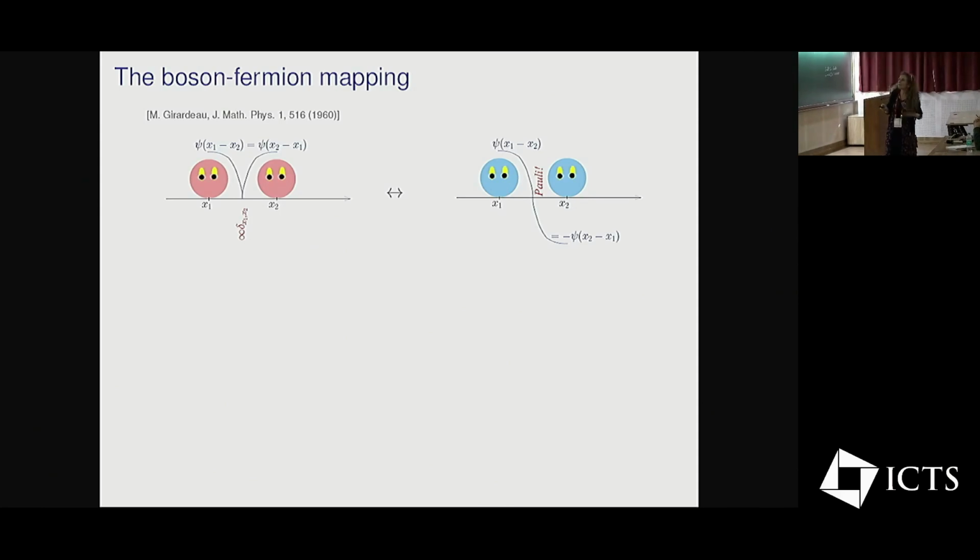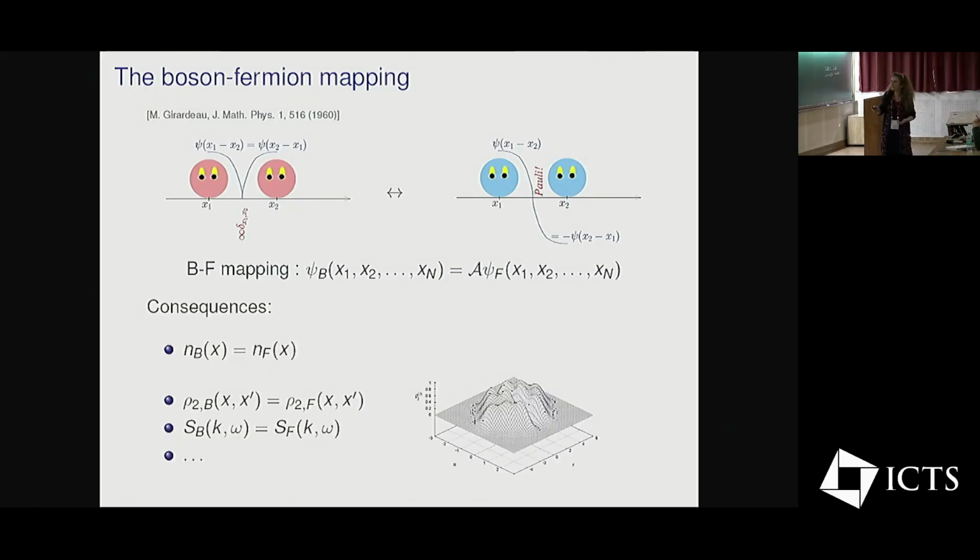So thanks to this, we are able to write the many-body wave function for a strongly interacting system of bosons starting from the many-body wave function for non-interacting fermions, just making a symmetrization operation. What is the consequence? All observables that do not depend on this symmetrization operation are the same, such as the spatial density, the density-density correlation function, and the dynamical structure factor.